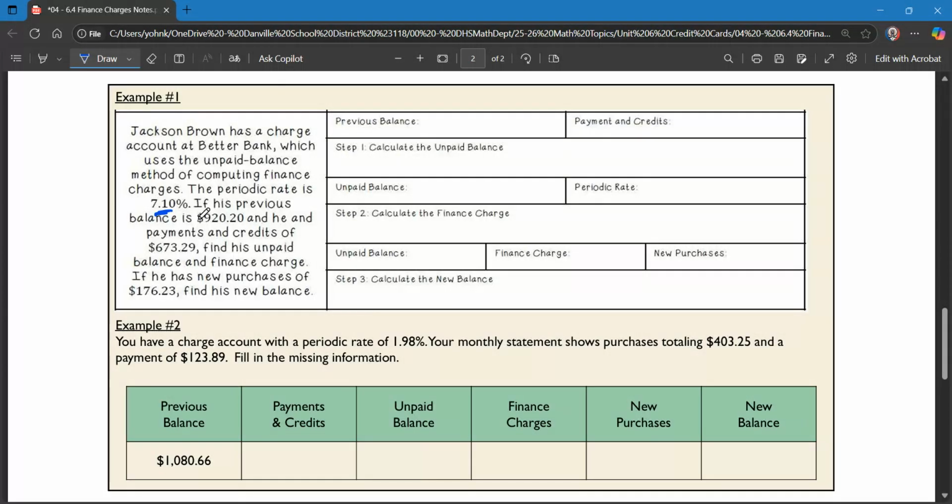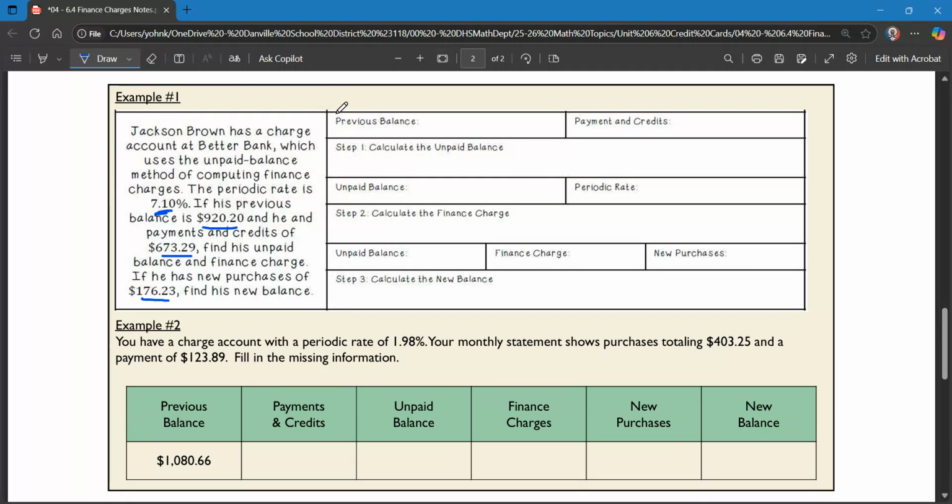That's your finance rate. If his previous balance is $920.20 and he had payments and credits of $673.29, find his unpaid balance and finance charge. If his new purchases are $176.23, find his new balance.